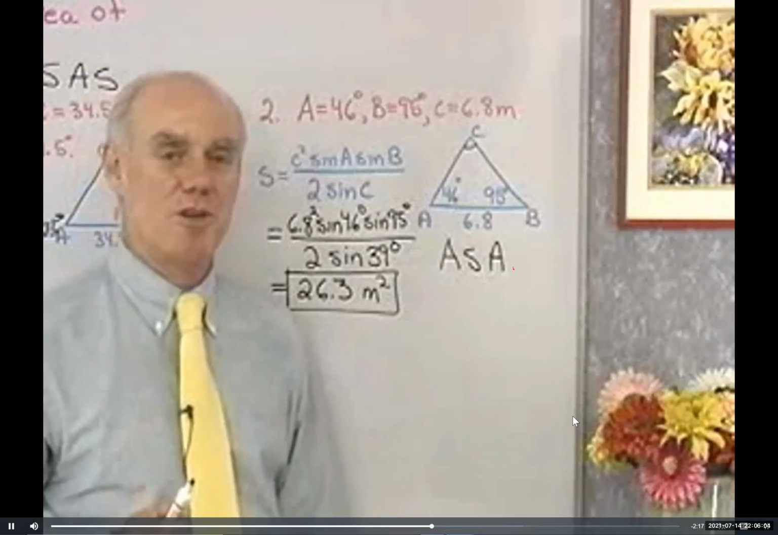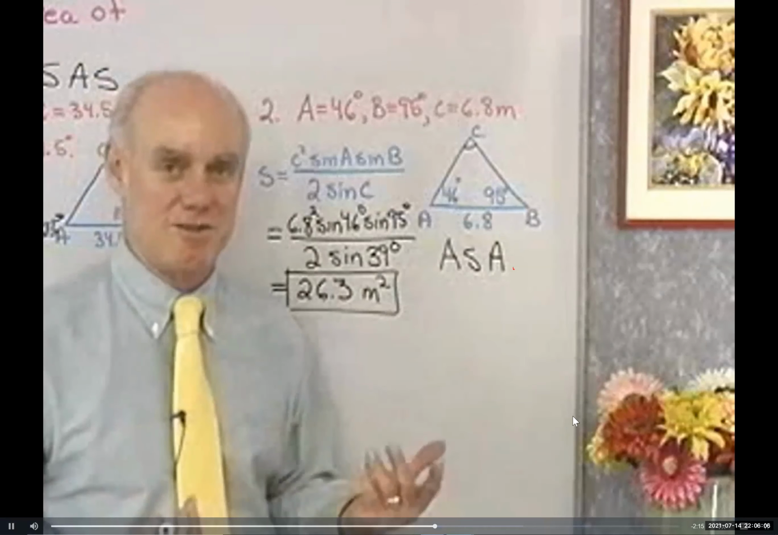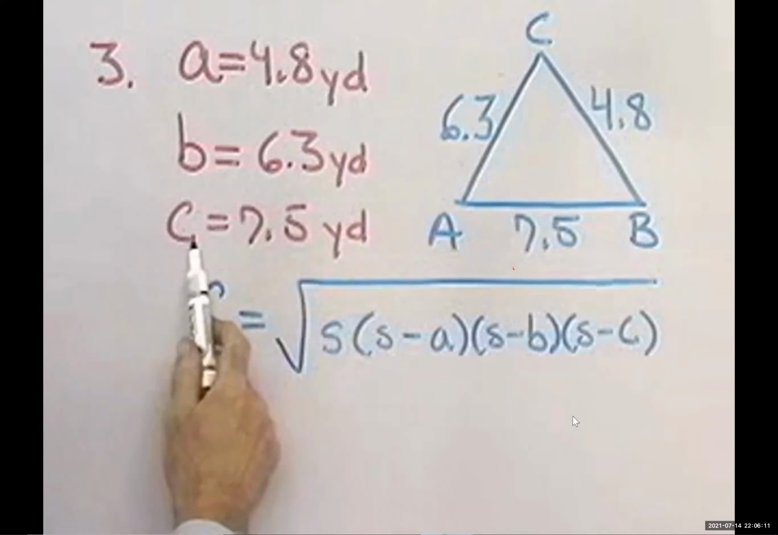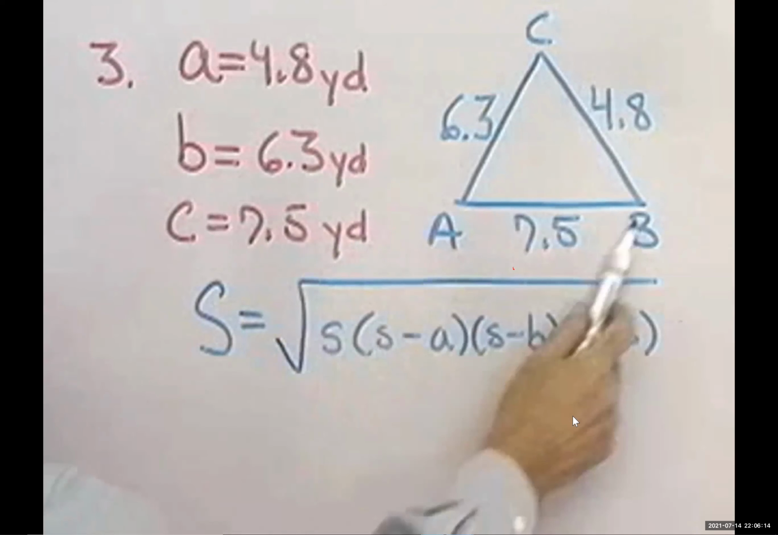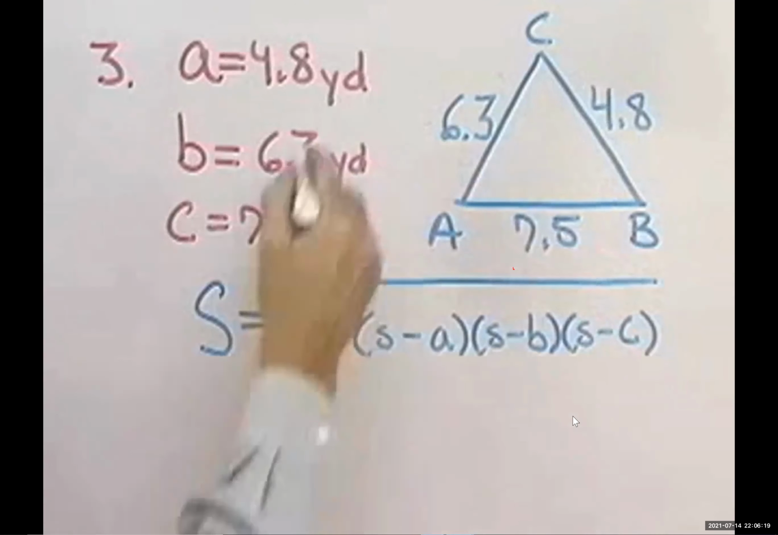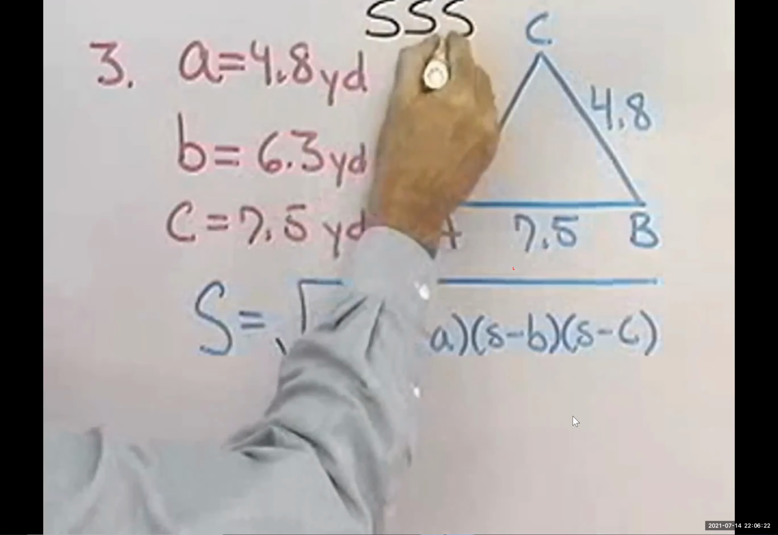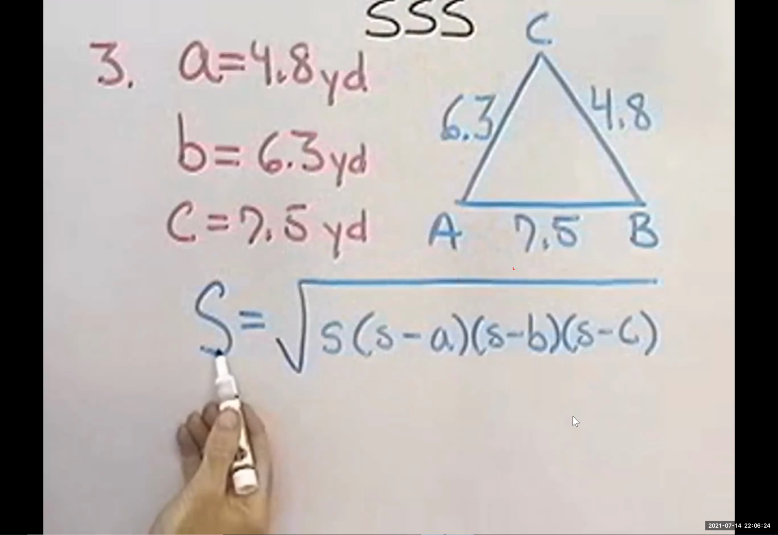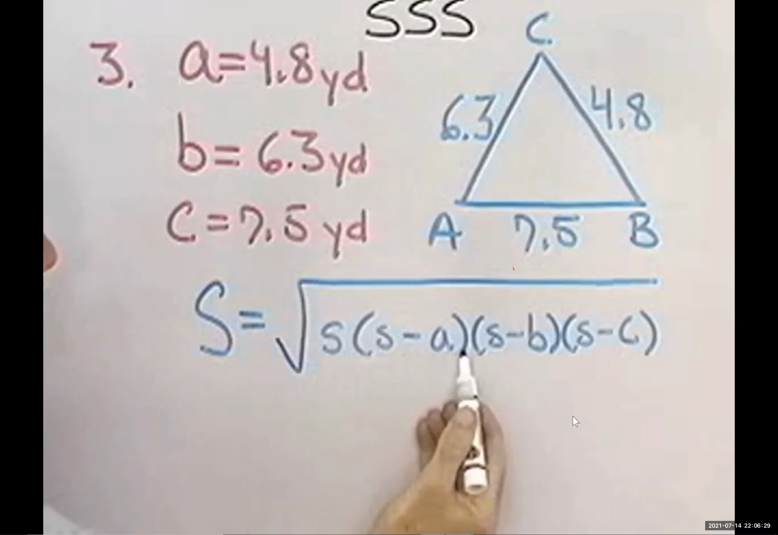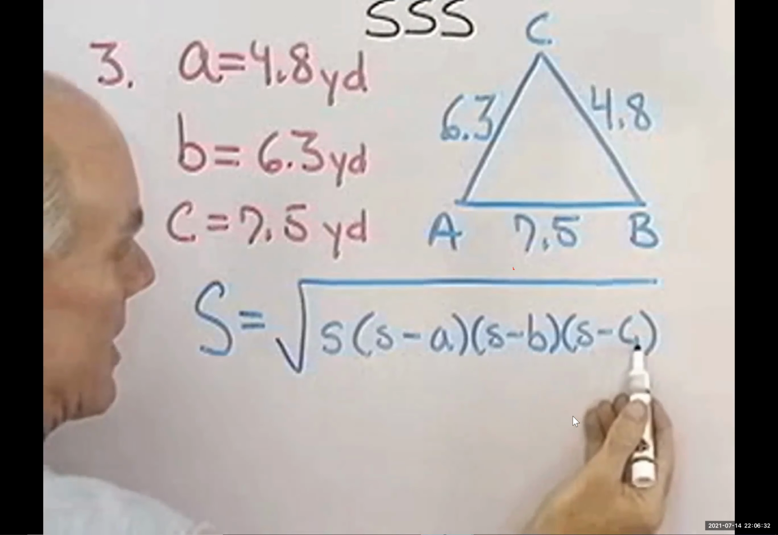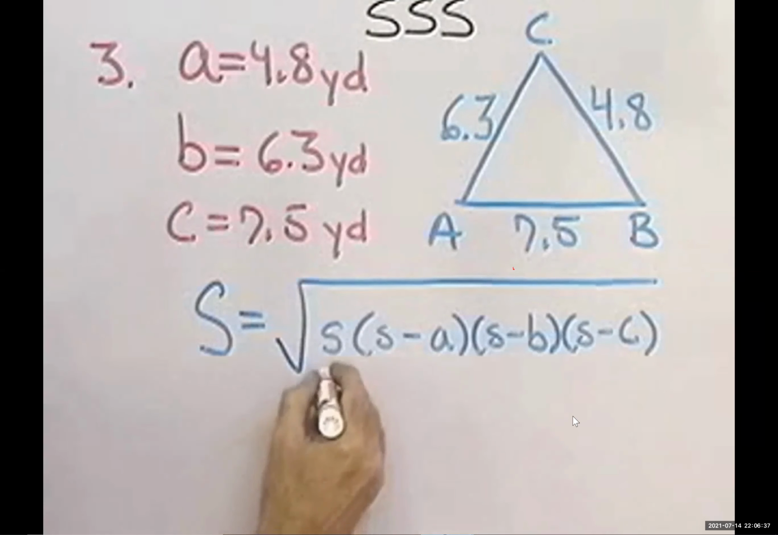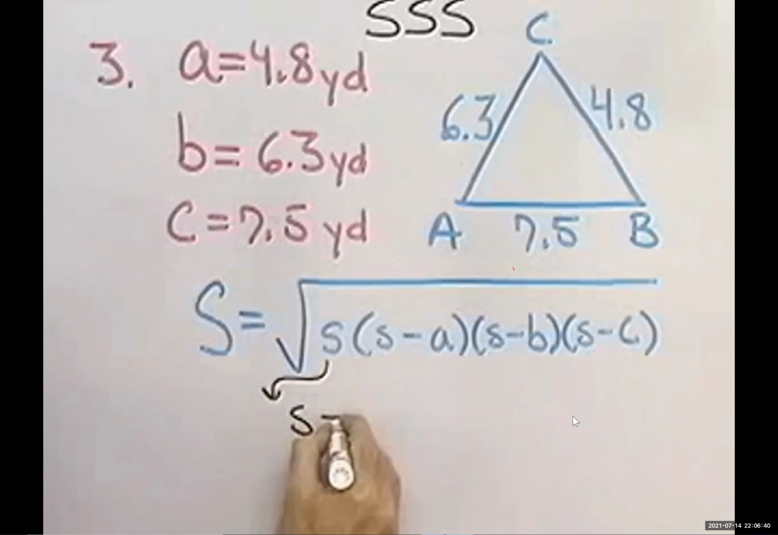One more formula we want to use in which we're given the 3 sides of a triangle. Here are the 3 sides. A equals 4.8 yards, B is 6.3 yards, C is 7.5 yards. Here's my triangle that I've labeled with this information. And you can see that this is a situation that we call side, side, side. The formula for the area of this triangle is big S equals the square root of little s times the quantity little s minus A, little s minus B, little s minus C, where little s is 1/2 the perimeter of the triangle. So I have to calculate that first.